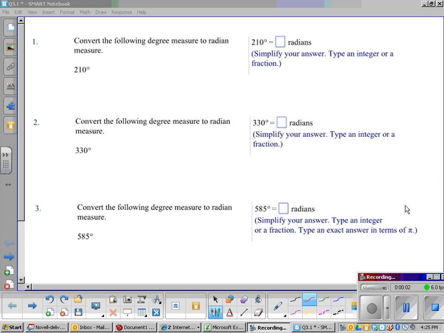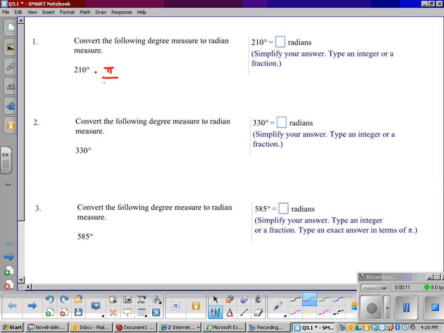In each of the first three problems on the quiz, we're trying to convert from degrees to radian measures. So if we're converting to radians, then we want pi on top and we want 180 degrees on the bottom. If we have degrees diagonal from each other, one on top and one on bottom, then they will cancel.